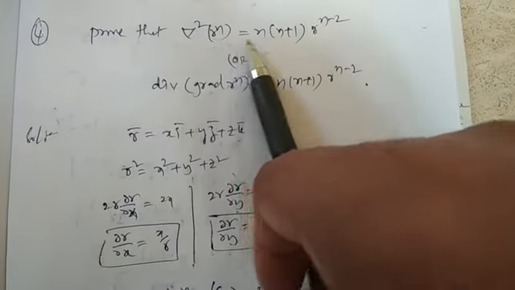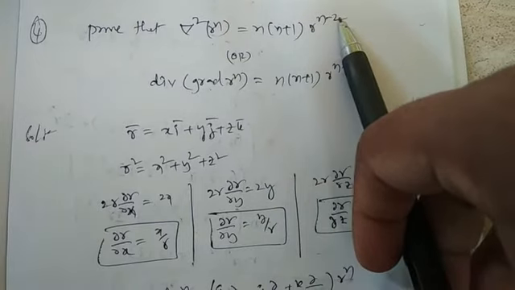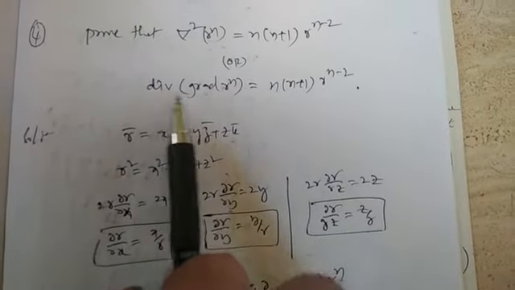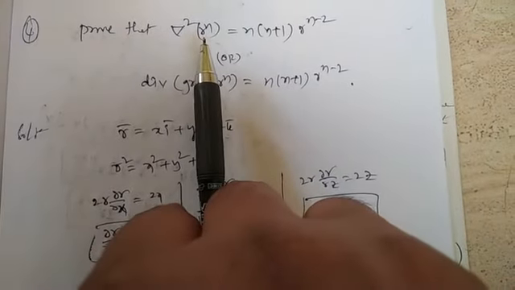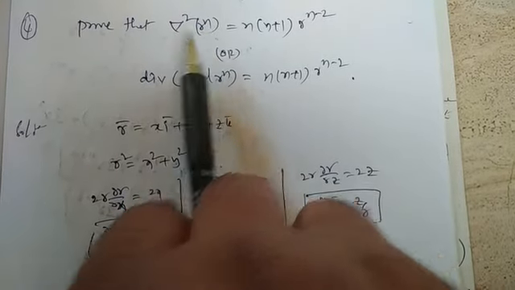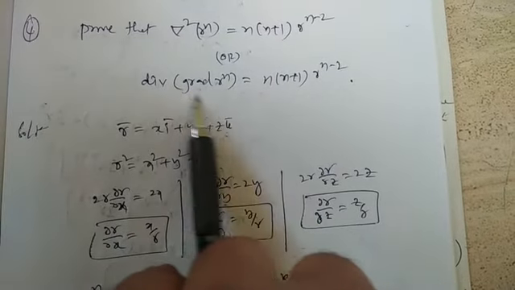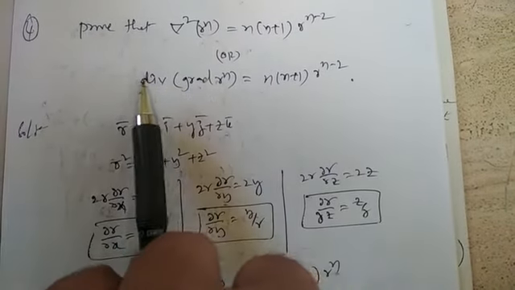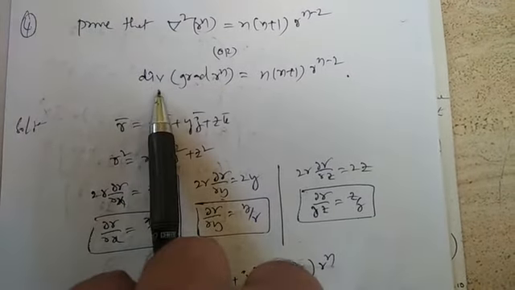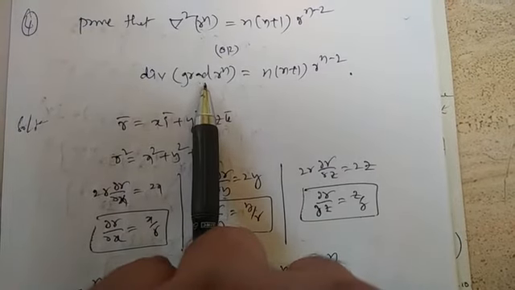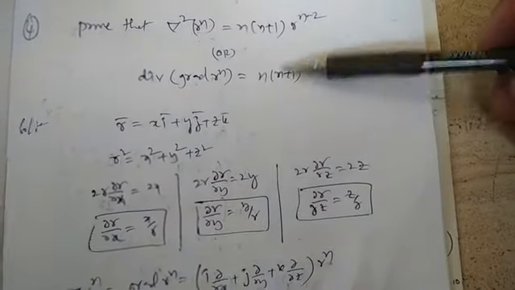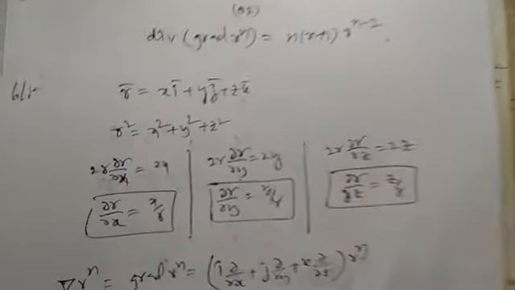Prove that del square r power n equals n into n plus 1 r power n minus 2. Now this del square can be written as divergence of gradient of r power n. R power n is a scalar quantity. First, del applied on this gives the gradient, which is a vector quantity. Then on this vector quantity we apply the other del, that we know as a dot. That's why del square is divergence of gradient of r power n, which equals n into n plus 1 r power n minus 2. Both statements are the same. Okay, now look at the solution.